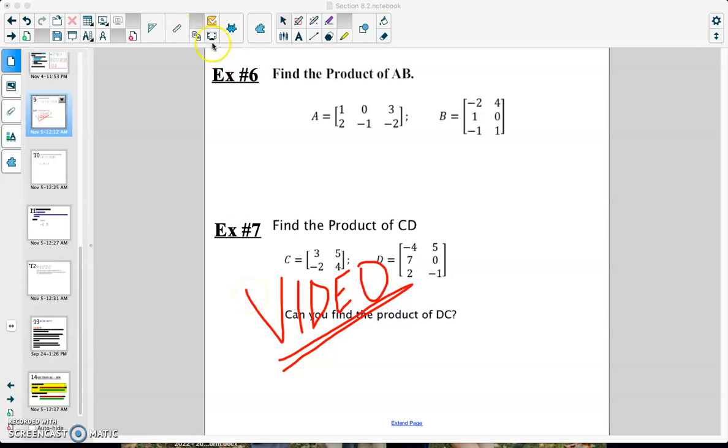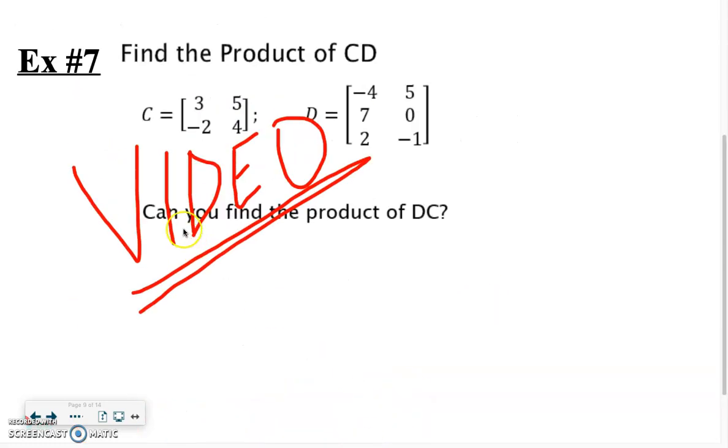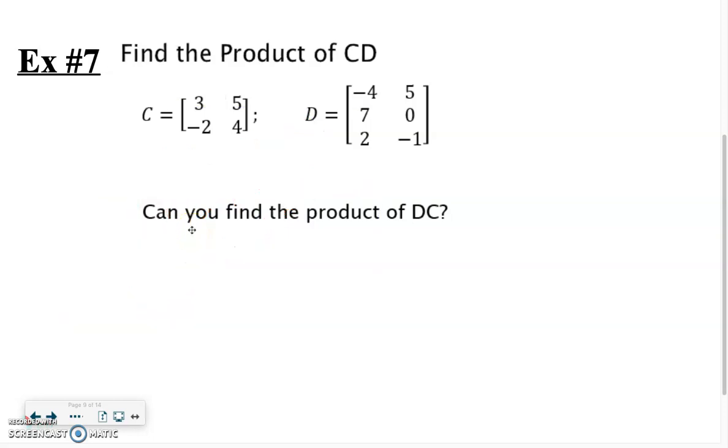All right, so picking up where we left off here with example number 7. Sorry, I'm trying to go full screen here. There we go. So picking up, like I said, where we left off here. Example number 7. Get rid of that.